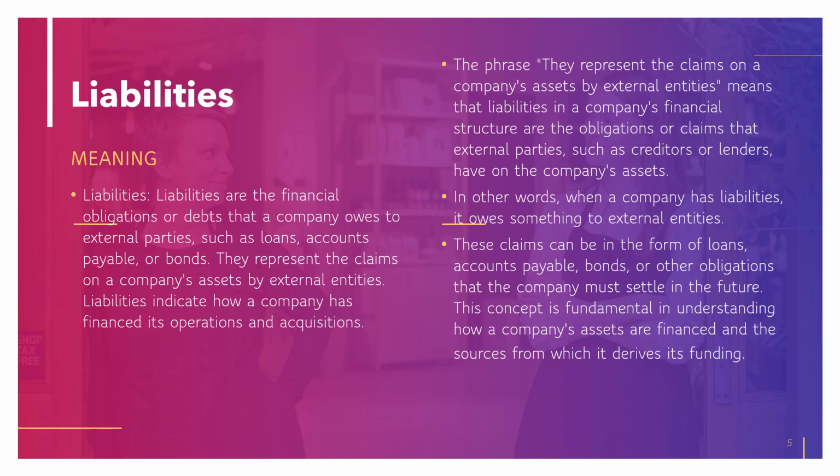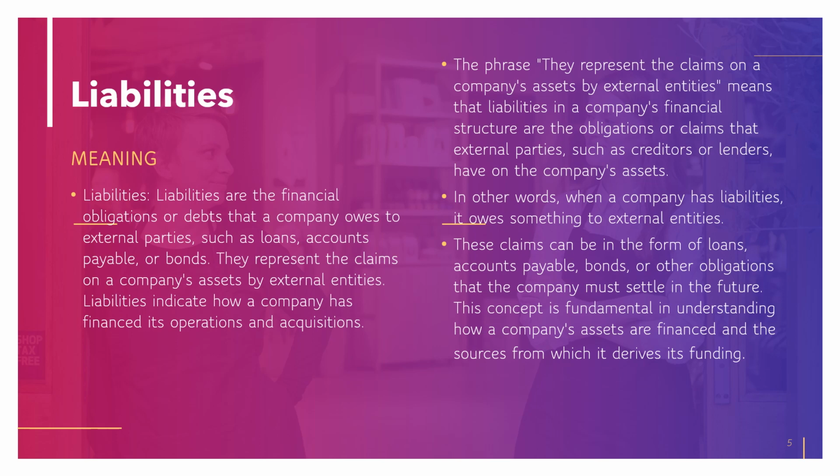And in very simple terms, when a company has liabilities, it owes something to external entities. That is, it has borrowed money from external parties, and it is liable to repay that money to the external entities. That is the meaning of liability.